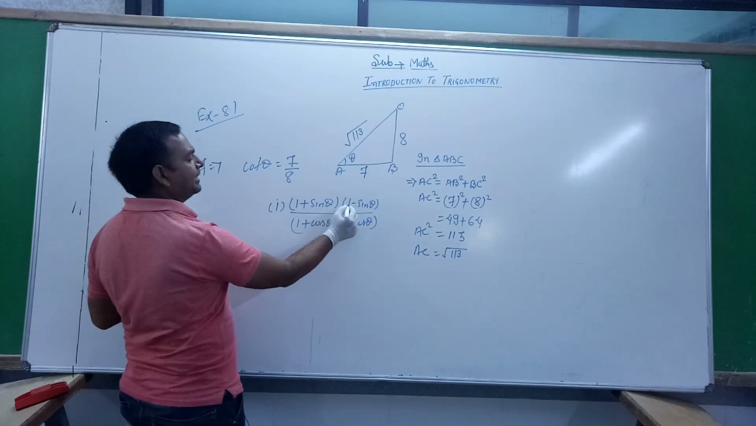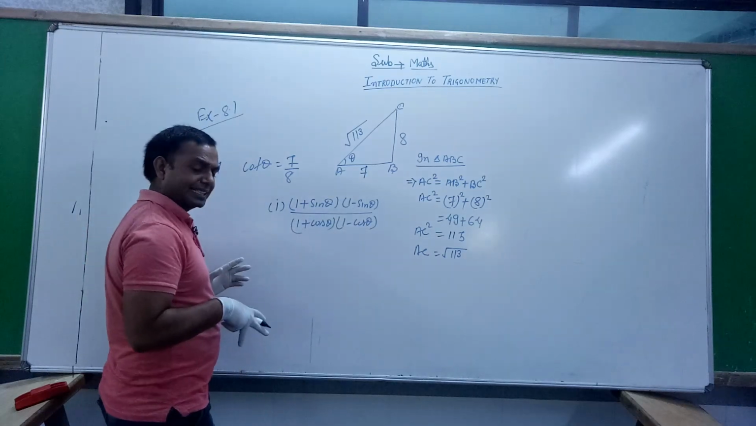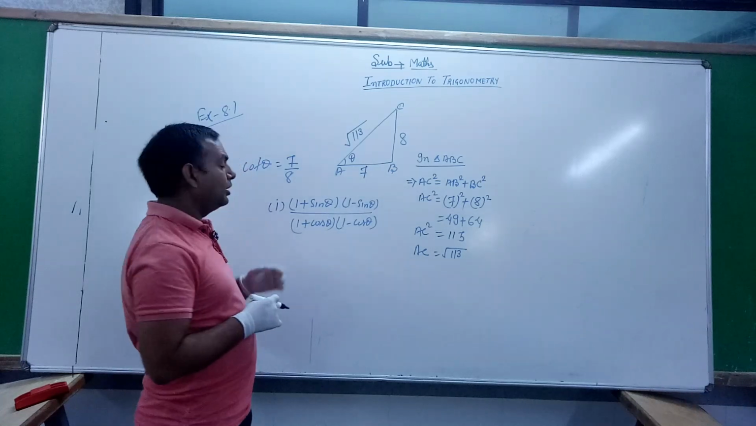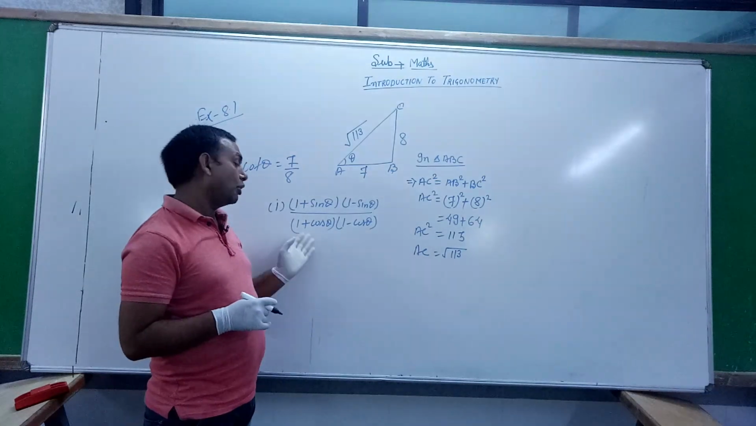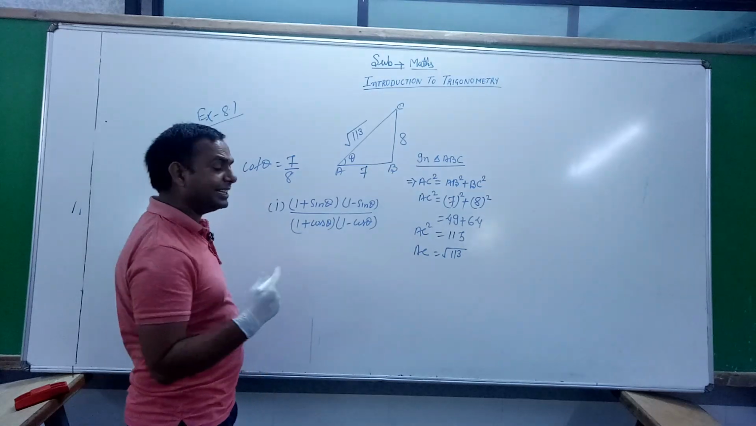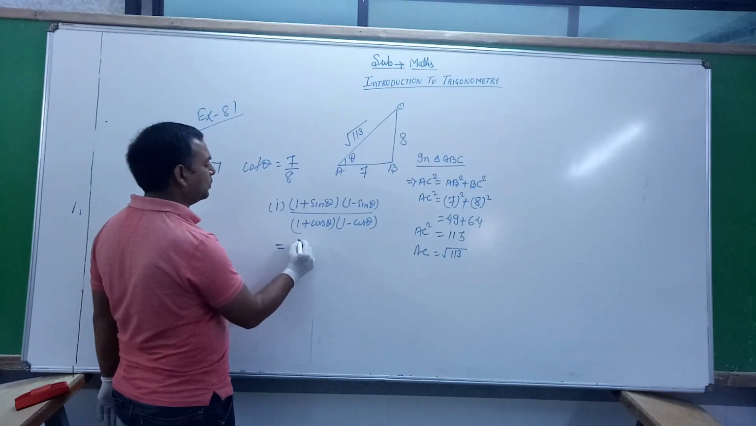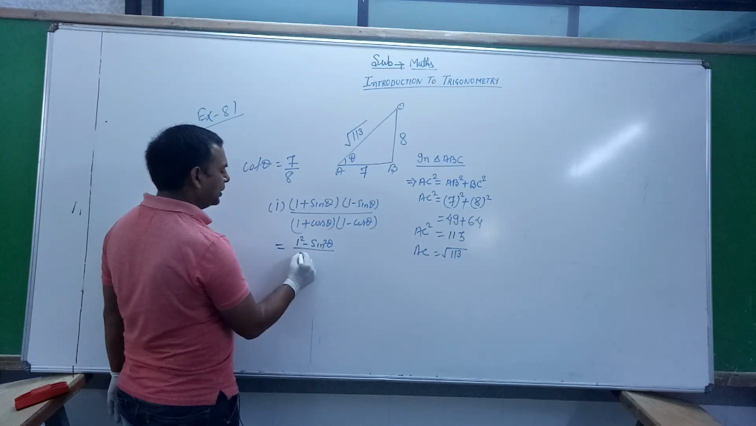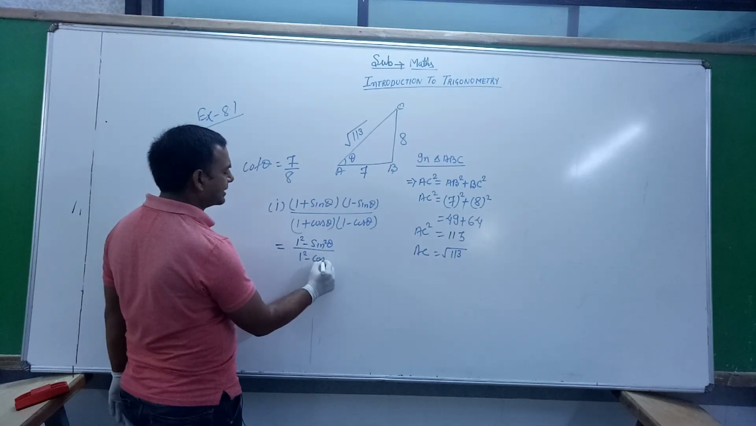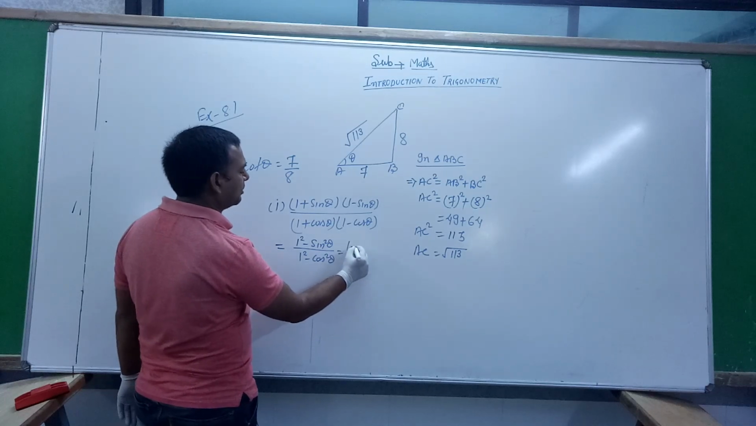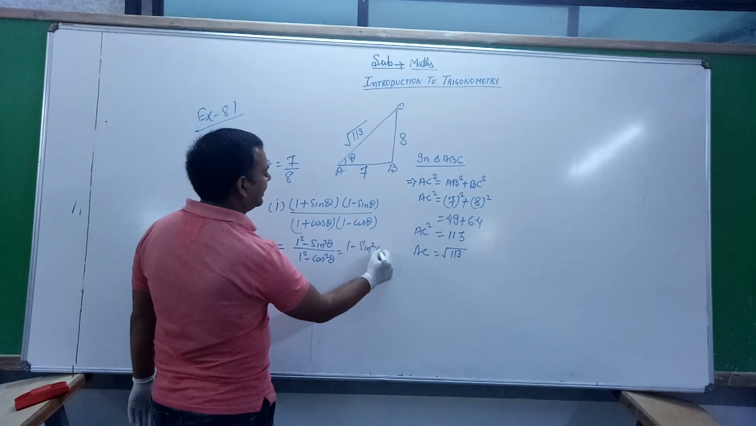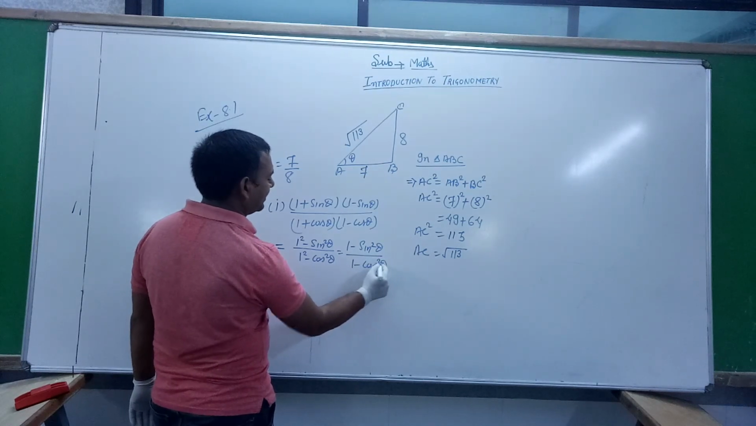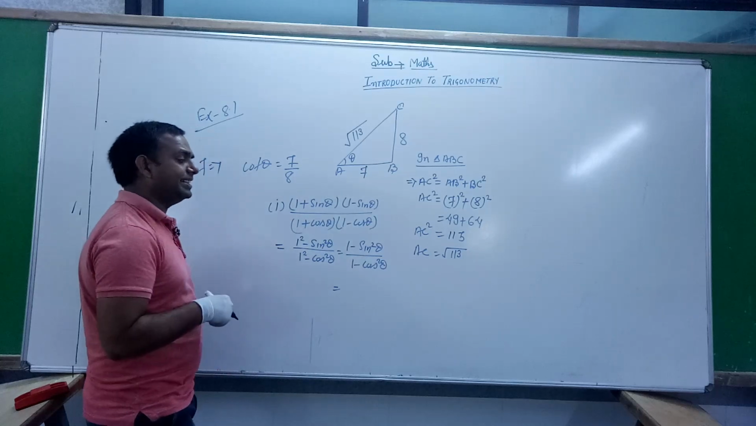Here (1 plus sine theta)(1 minus sine theta) divided by (1 plus cos theta)(1 minus cos theta). It means (a plus b)(a minus b) upon (a plus b)(a minus b), which is a square minus b square. That is equal to 1 square minus sine square theta upon 1 square minus cos square theta, that is 1 minus sine square theta upon 1 minus cos square theta.